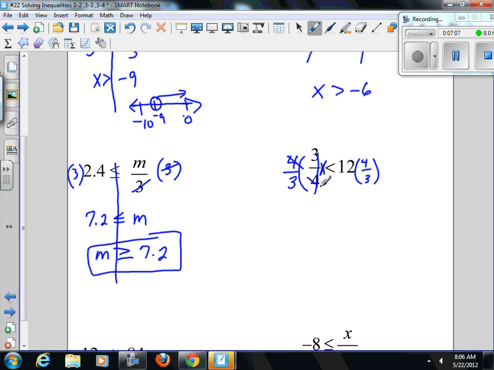Okay, the 4's cancel, the 3's cancel, and we have x is less than, well, we can cancel. 3 goes into 3 once. It goes into 12 4 times, and 4 times 4 is 16. And I'm going to leave it to you to graph that.